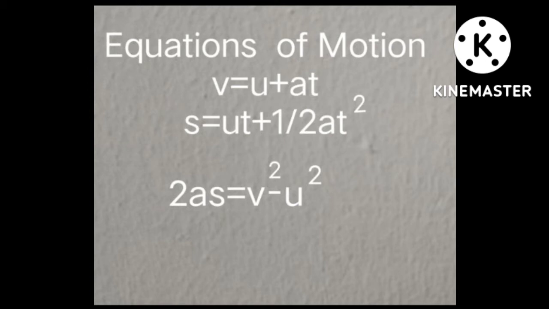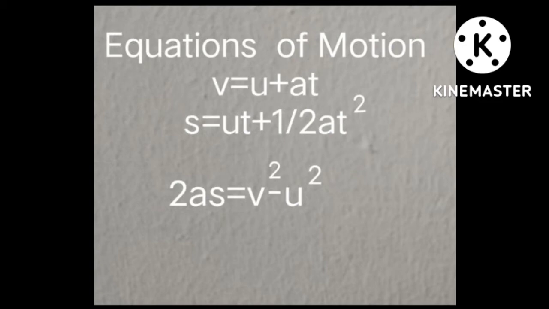In such cases we have to take u equal to 0. And sometimes it will be given that the car is coming to rest or a brake is applied. In such a case we have to take the final velocity as 0, that is v equal to 0, which means the object is coming to rest. You have to keep this in mind whenever you get such a question.